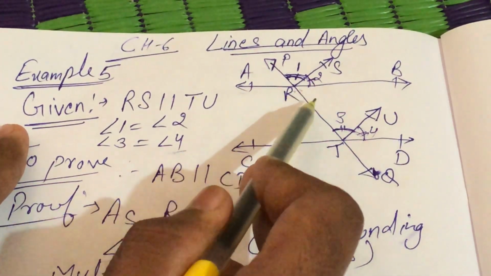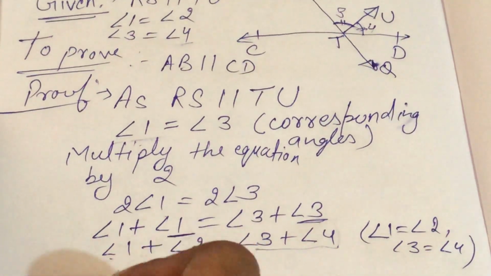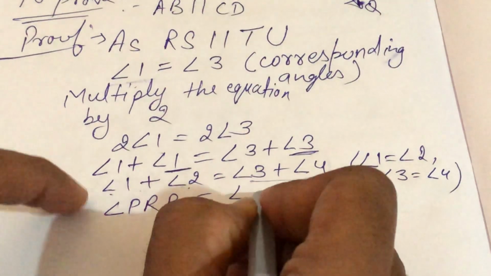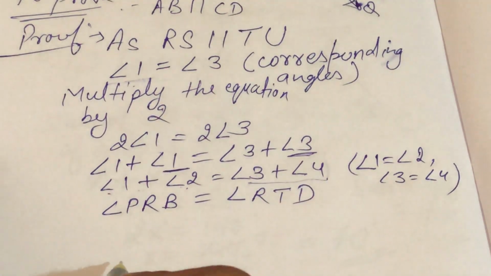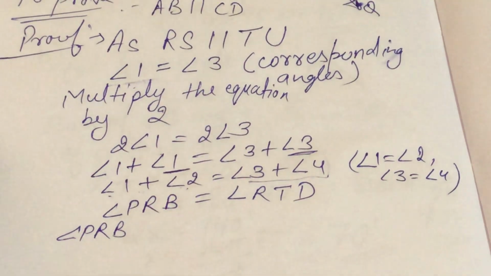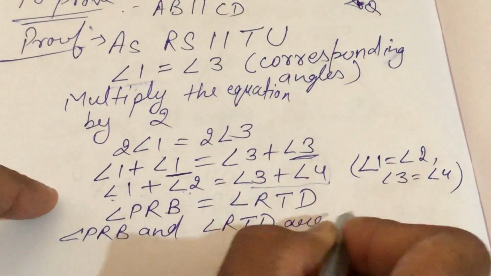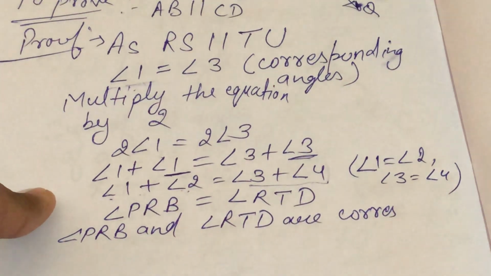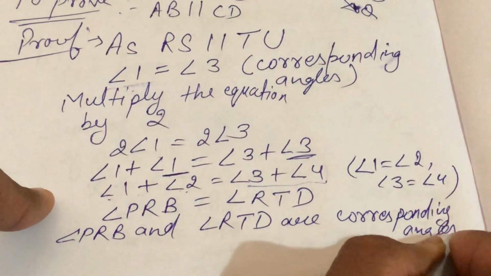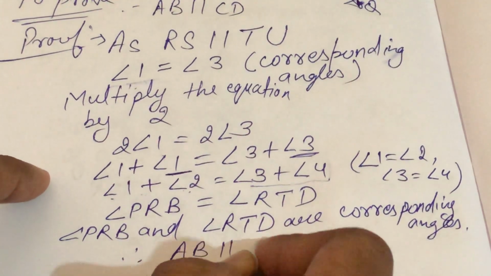That means what? That means the lines AB and CD are parallel. So we can write angle PRB equals angle RTD. And these angles, angle PRB and angle RTD, are corresponding angles also. Which kind of angle? Corresponding angles. That means what? Therefore AB is parallel to CD.